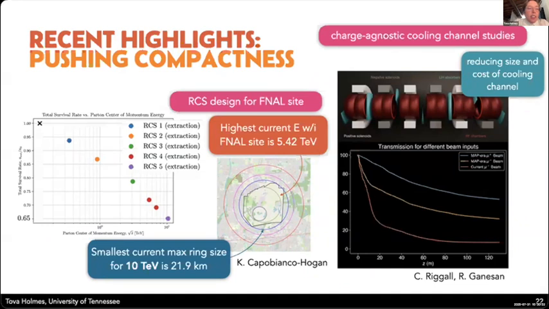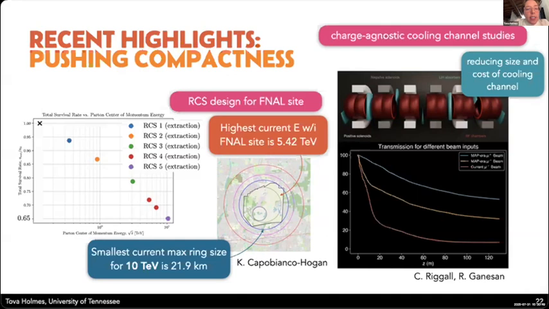And what we can see here is that we can keep through these variable designs at least 65% of the beam, which is really fantastic. And we also can see that we are close to targets, but not yet within targets for what we can do on the Fermilab site.